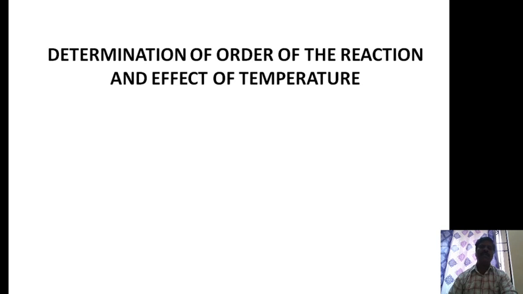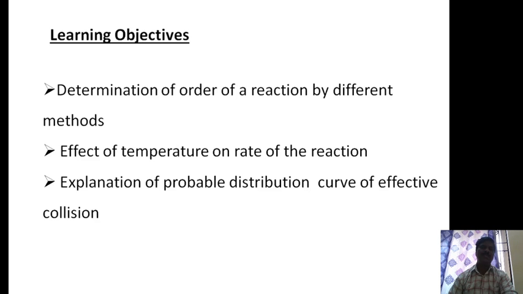Now, what are the objectives of this session? The first objective of this session is determination of order of the reaction by different methods. There are four methods that you have to discuss one by one. Second one is the effect of temperature on the rate of the reaction, and third one is explanation of probable distribution curve of effective collision. These we have to study in this session.